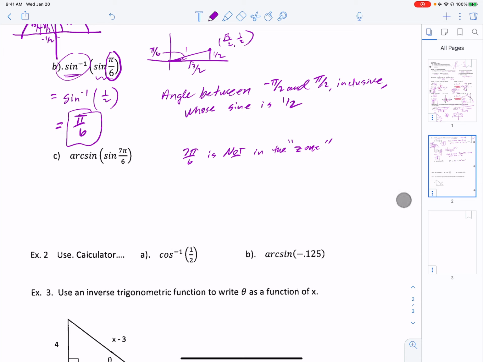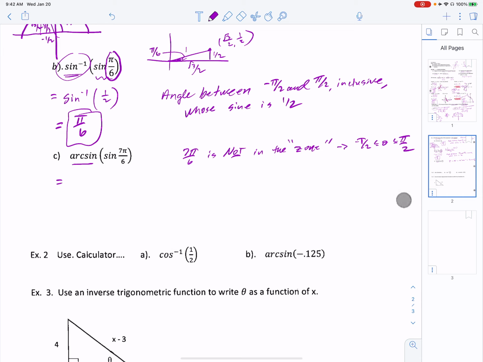It is not in the zone for the output of inverse sine. The zone is negative pi halves is less than or equal to theta is less than or equal to pi halves. That is the zone for inverse sine. It's not the same for inverse cosine. So I need an angle. Since arc sine is on the outside, my final answer has to be between negative pi halves and pi halves. 7 pi 6 is not that.